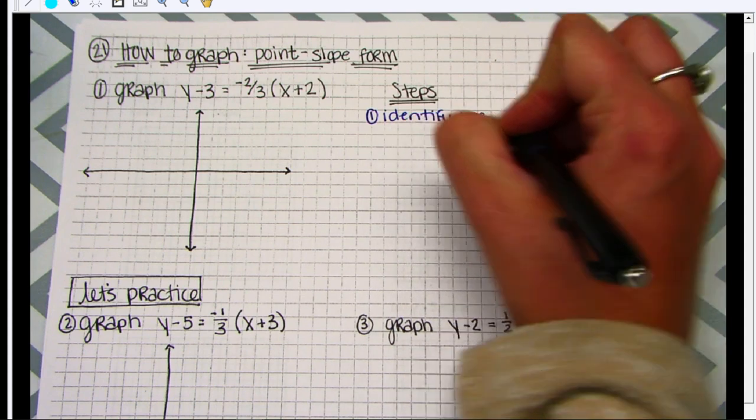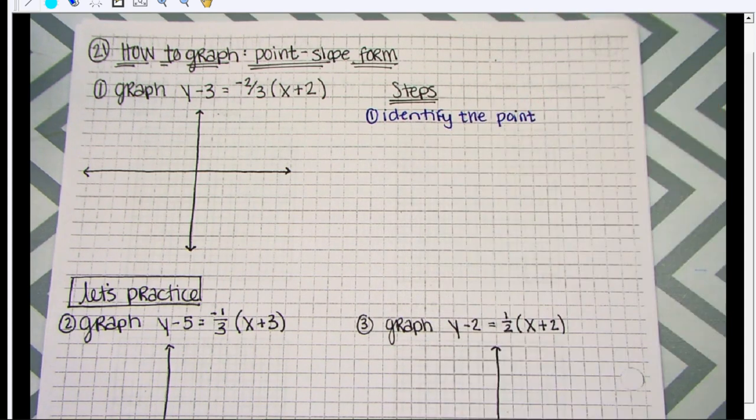Just like what we practiced when we pull the point out, that's exactly what we're going to do when we graph. All of the skills that we have previously learned come together. It's not a separate idea. We've practiced pulling points out of the equation. We've practiced putting points into the equation. Now we're going to practice putting points on the graph. So the first thing to do is identify the point.